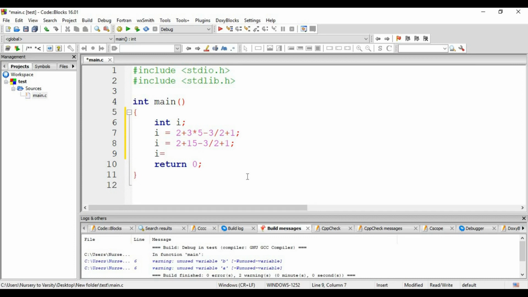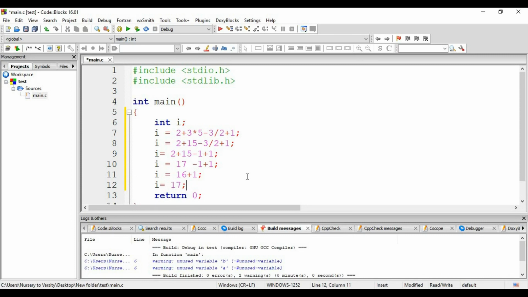Next, the division will be solved as it has more priority. It will become 2 plus 15 minus 1 plus 1. And after that, plus and minus are of equal priority, so we will solve from left to right. 2 plus 15 is 17, minus 1 is 16, plus 1, and i is equal to 17. So this is all about the arithmetic instruction.